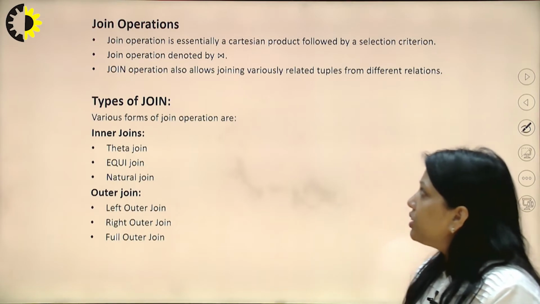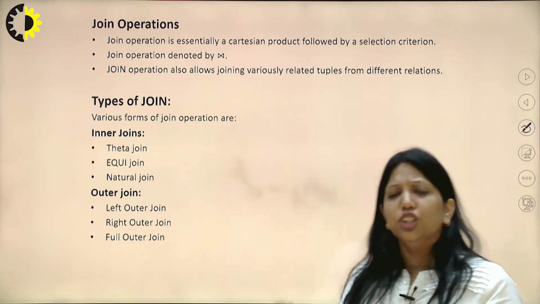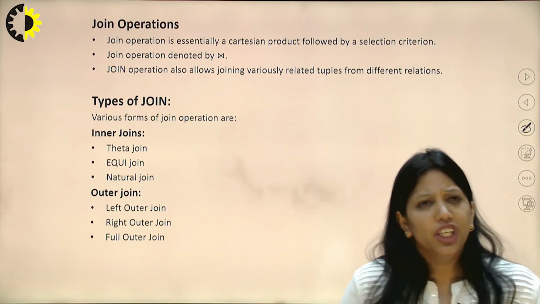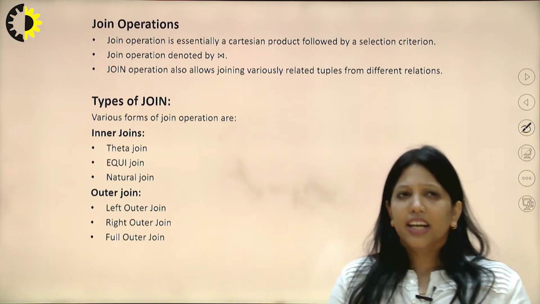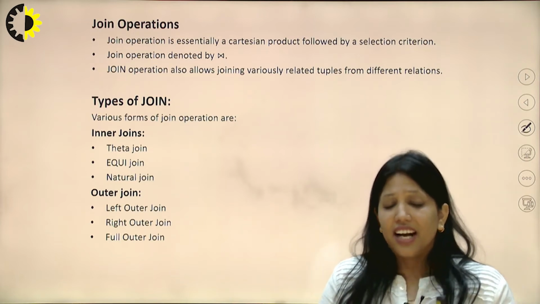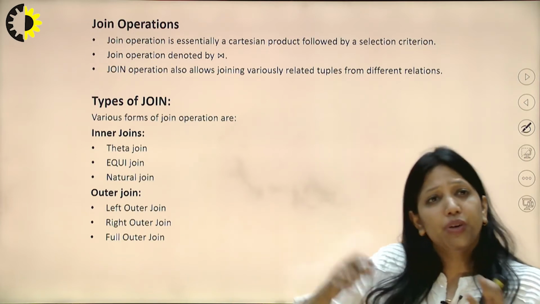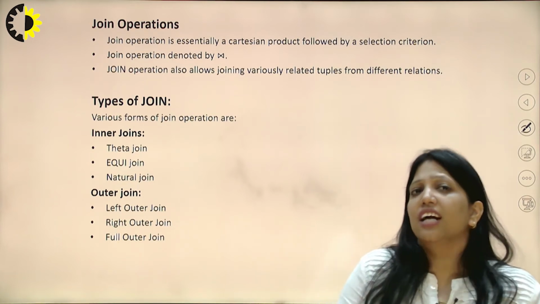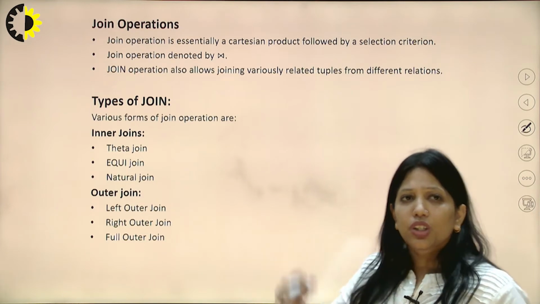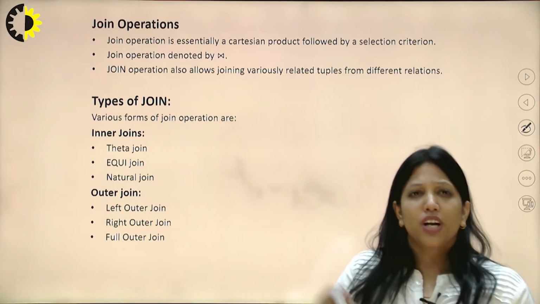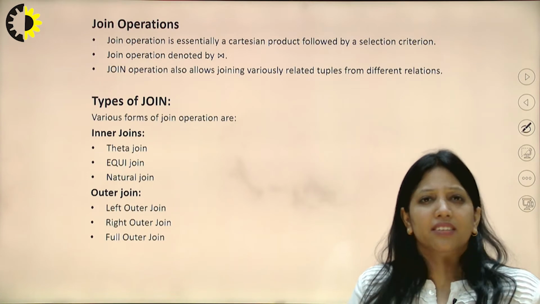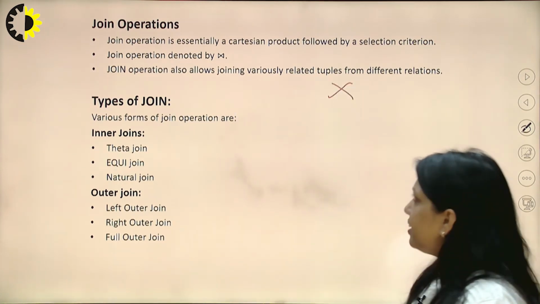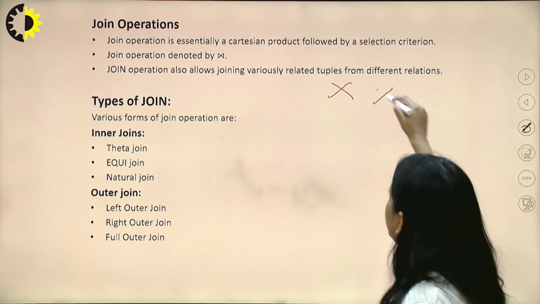Then we talk about the join operations. The Cartesian product is a type of join operation. So a join operation is essentially a Cartesian product followed by selection criteria. We can say that the Cartesian product alone does not work. We need to apply selection or projection operations on this Cartesian product, then it works. This is denoted by this symbol. Then we have another operation, the natural join, which is denoted by this.